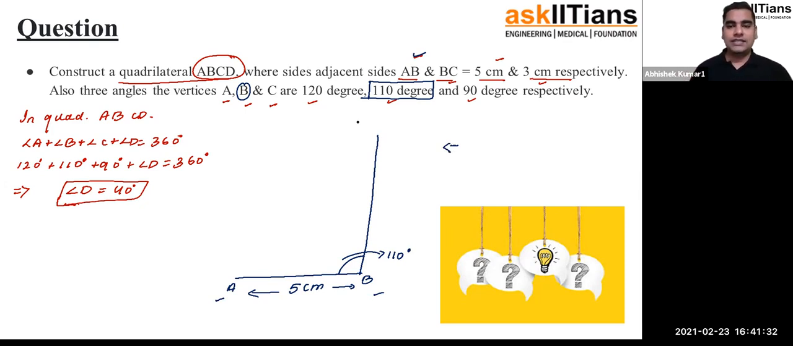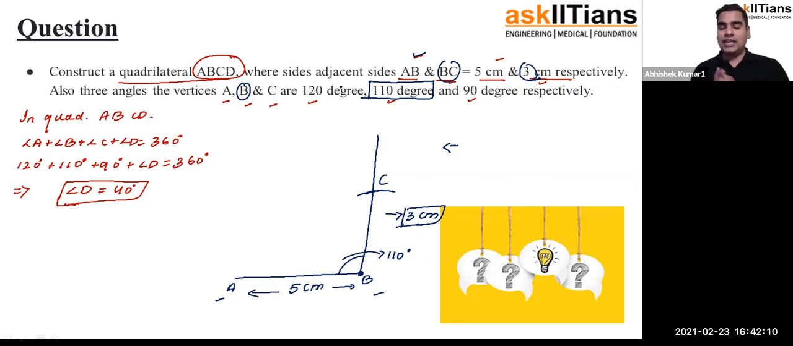So what's the length of BC? BC is given to us equal to 3 centimeters. So what we are going to do is assume this point B to be the center, measure an arc of radius 3 centimeter, and mark that arc on this ray. It cuts here. You are going to call that point C, and the length of BC will be equal to 3 centimeter. Clear? So we have drawn AB, angle B, and BC.